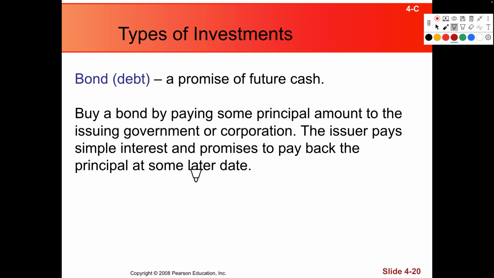Okay. Another type of investment with less risk is called a bond investment, where you're getting a promise to pay.